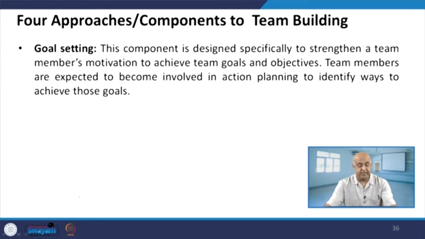So what is the goal of an individual? The goal of the individual has to be matched with the overall goal of the team, and the overall goal of the team has to be matched with the vision of the organization. That is the motivation to achieve team goals and objectives. Team members are expected to become involved in action planning to identify ways to achieve those goals, and therefore collective efforts are to be made. So first and foremost is goal setting.